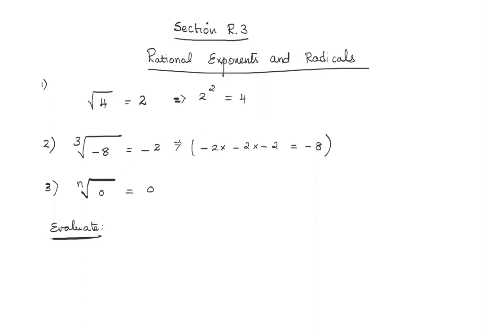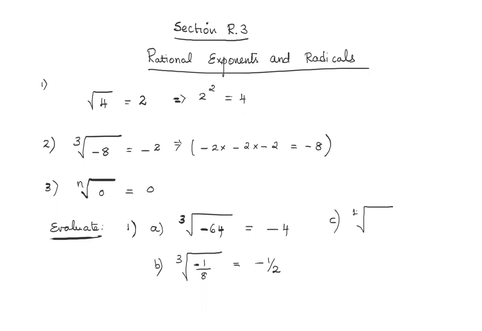I have number 1, a cube root of negative 64, which the answer is negative 4. When you multiply negative 4 3 times, we get negative 64. So I have posted videos for how to find the roots. You can use the calculator to find these answers. So I'm just writing down the answer.